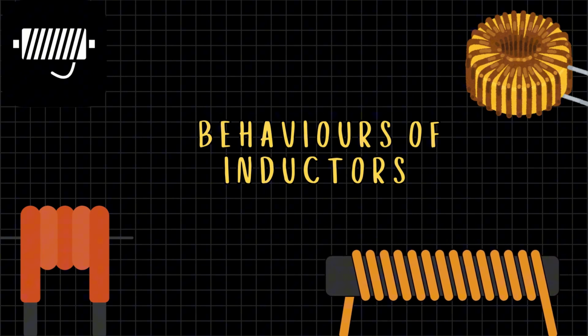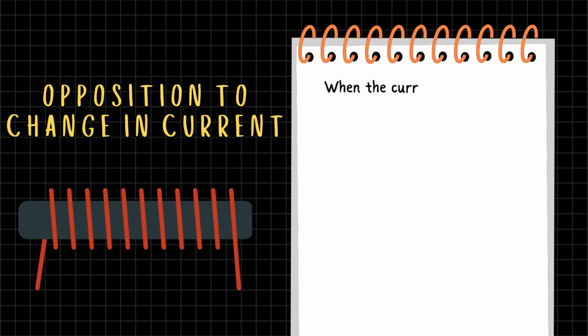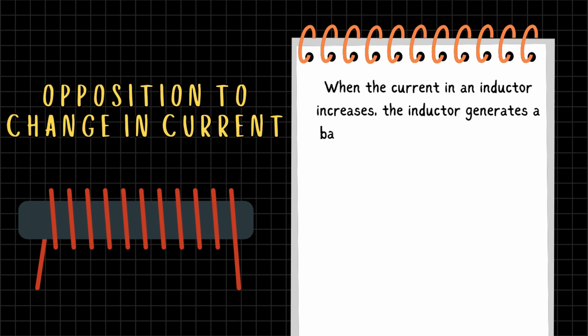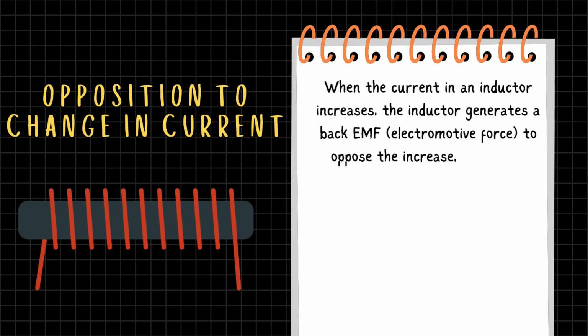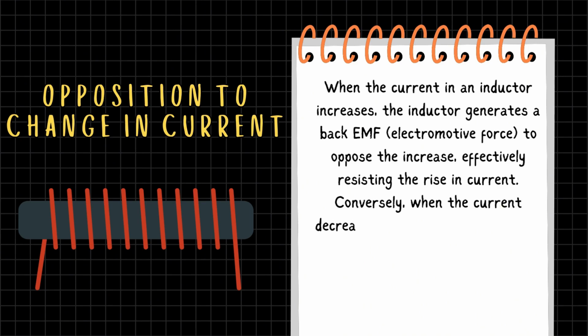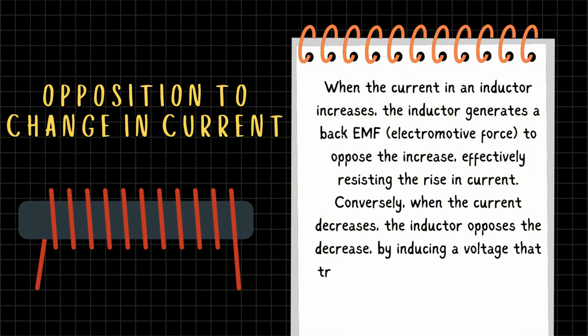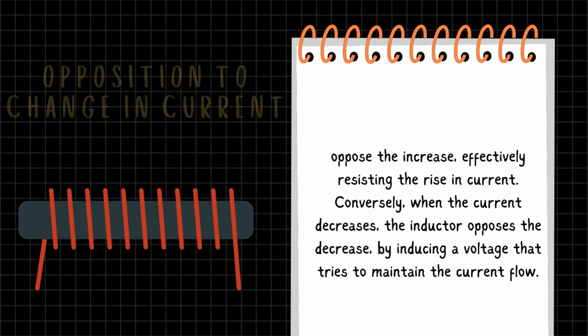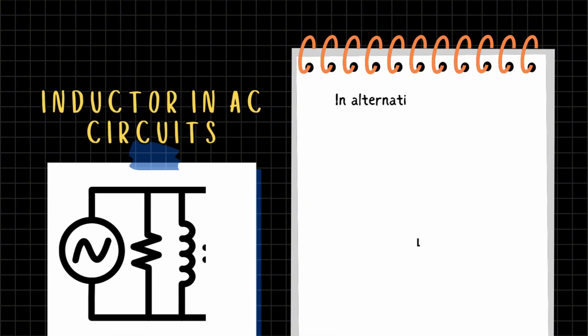The first behavior is opposition to change in current. When the current in an inductor increases, the inductor generates a back EMF, that is electromotive force, to oppose the increase, effectively resisting the rise in current. Conversely, when the current decreases, the inductor opposes the decrease by inducing a voltage that tries to maintain the current flow. The next one is the inductor in AC circuit.